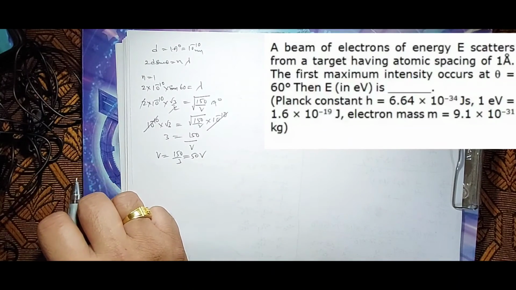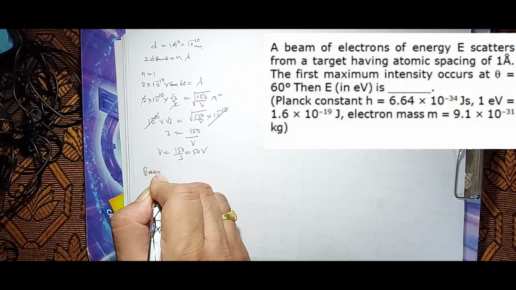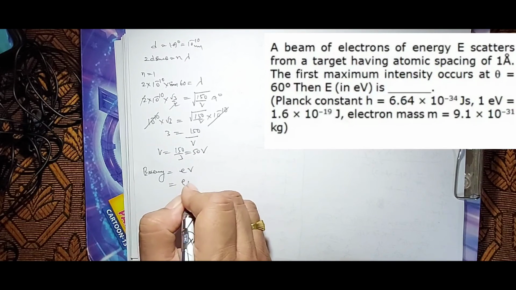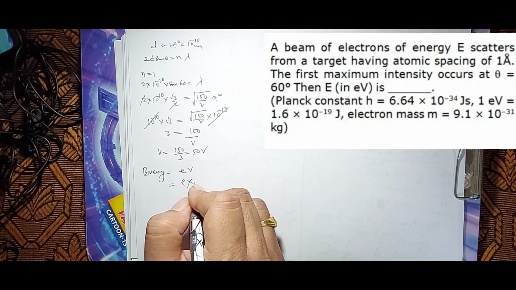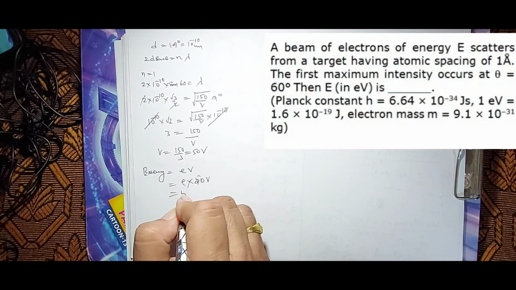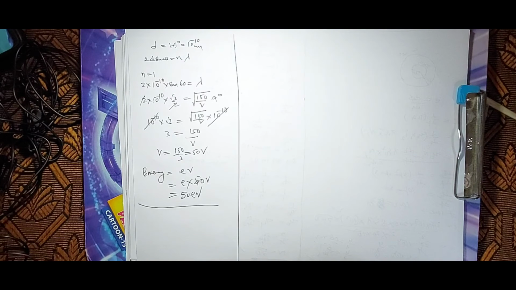So what they ask, energy is equal to E into V. Energy of electrons, that is equal to V, the potential difference, 50. So that is equal to 50 electron volts. Okay, so this is our answer, 50 electron volts.